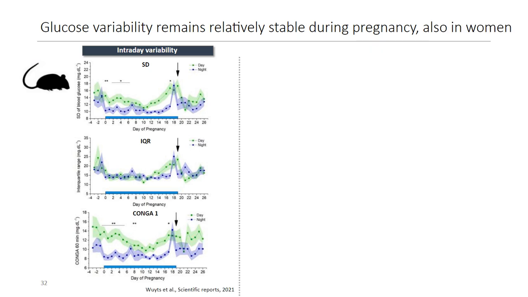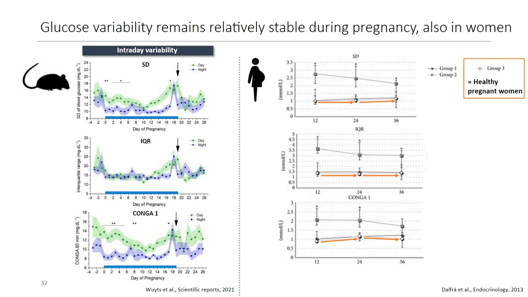So if we then again compare this to what there is available in literature in women, we also observe that the glucose variability remains relatively stable during the pregnancy. However, in healthy pregnant women, we don't have any data about what happens during delivery or more towards delivery. So this data is relatively similar.